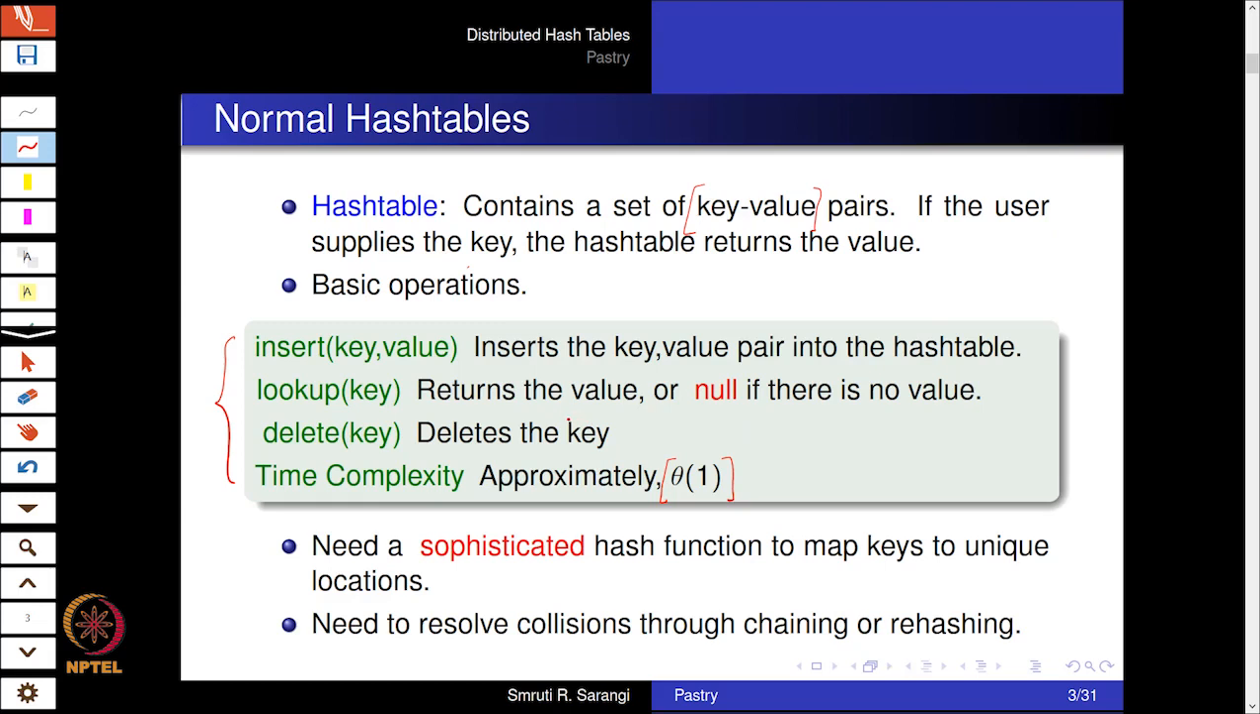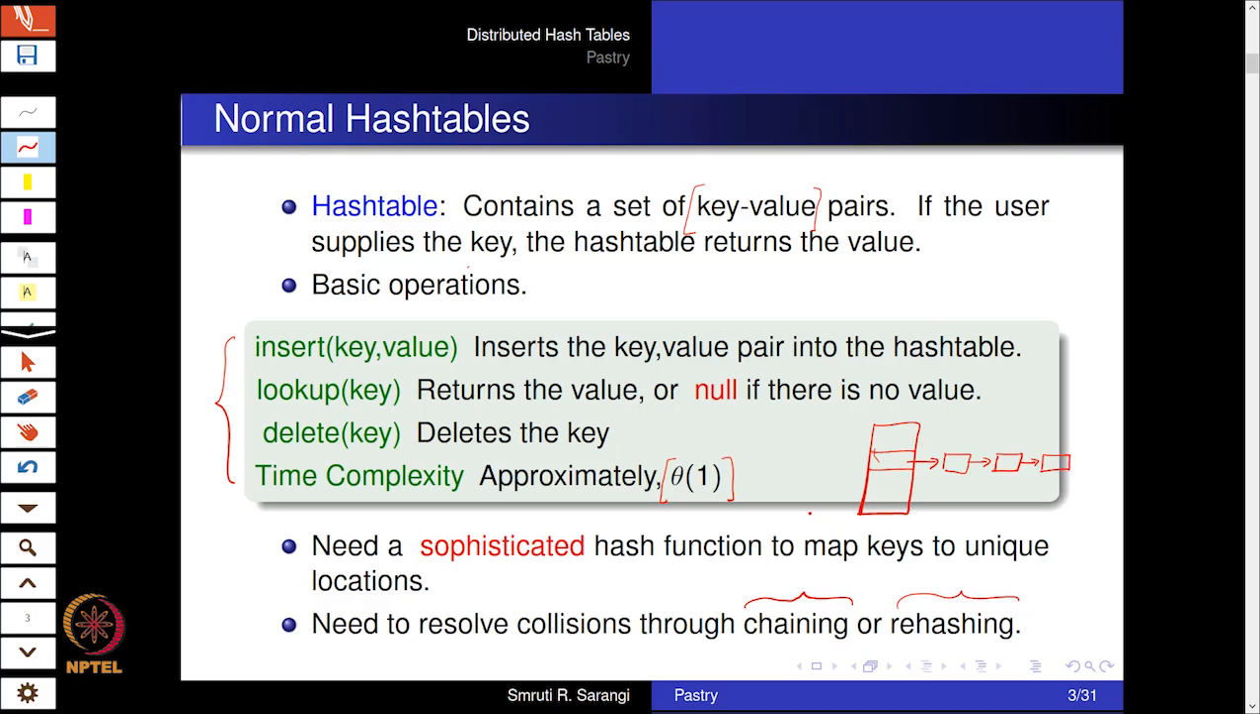The design of most hash tables requires a sophisticated hash function to map keys to unique locations and essentially reduce the chances of collisions. If there are collisions, there are two standard ways of dealing with them, known as chaining and rehashing. Chaining basically means that every entry of the hash table is a linked list and we traverse the linked list. Rehashing means that if one entry is full, then we search in an alternative location.